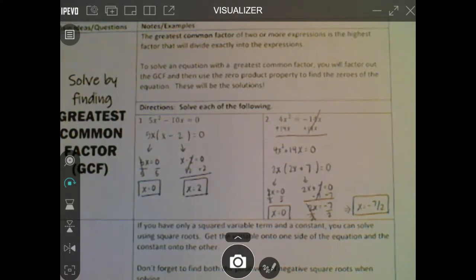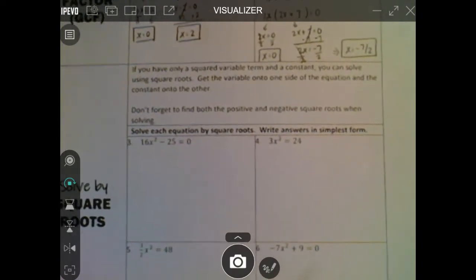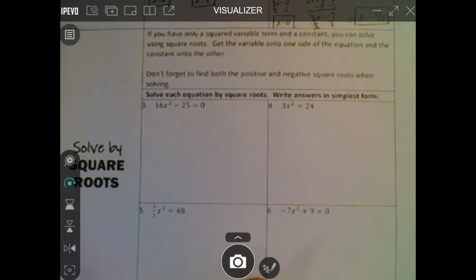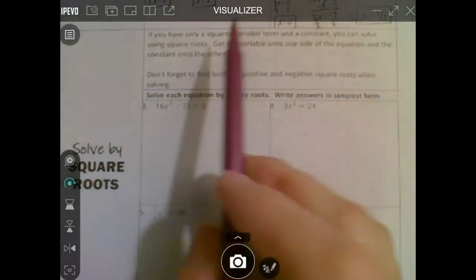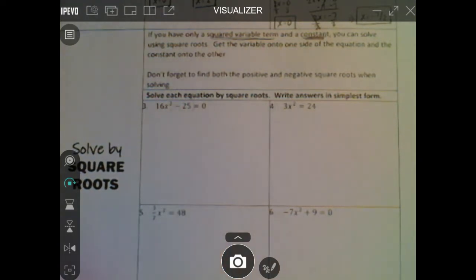All right, so that's GCF, or greatest common factors. The next thing we'll review is solving using square roots. And this happens when you only have a squared variable term and a constant term. Meaning you have one term that's got an x squared in it, and then you've got one term that doesn't have any variables in it.